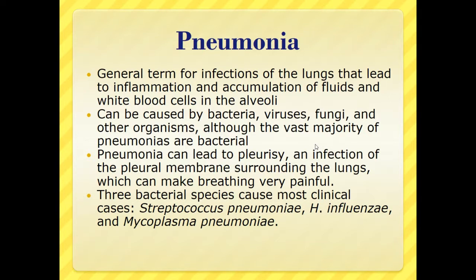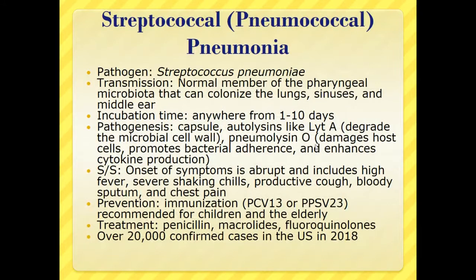When we look at bacterial pneumonia, we have three major bacterial species that cause the majority of cases: Streptococcus pneumoniae, Haemophilus influenzae, and Mycoplasma pneumoniae. There are other bacterial causes, but these are the three major causes. So we're going to look at streptococcal, or what we commonly call pneumococcal pneumonia. Streptococcus pneumoniae is very closely related to Streptococcus pyogenes, but it's so named because of its prevalence in causing pneumonia.